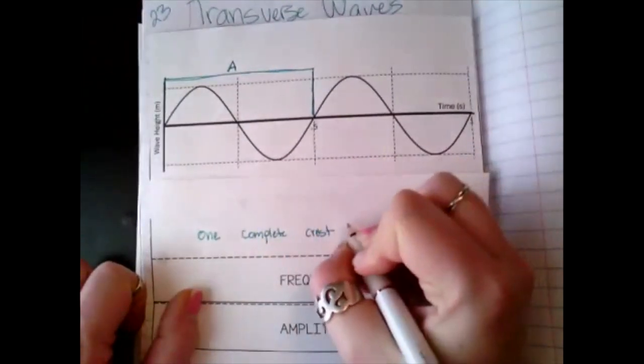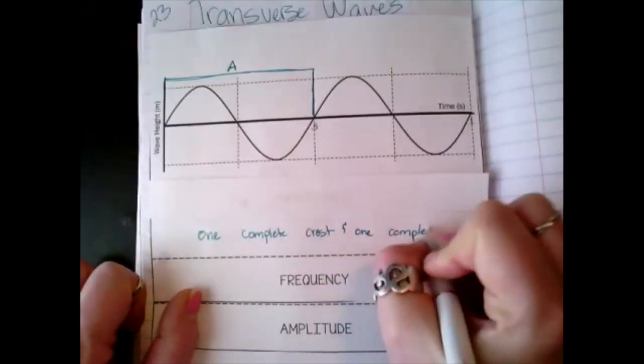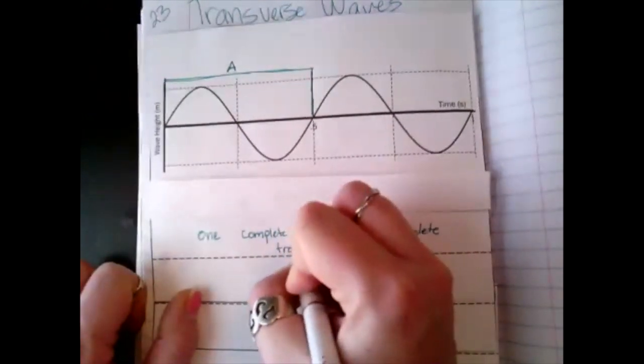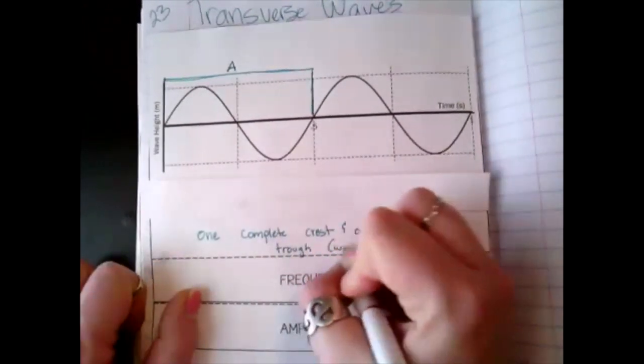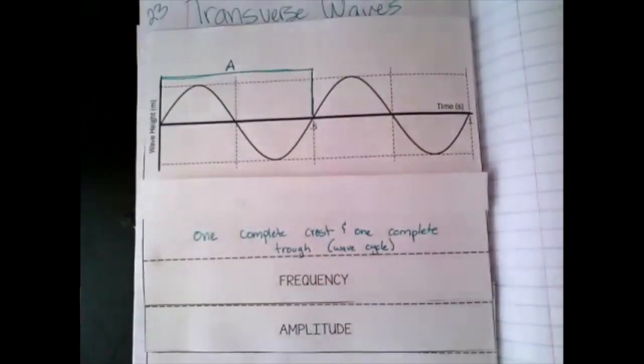Wavelength. One complete crest. One complete trough. It's a wave cycle. It is a wave cycle.